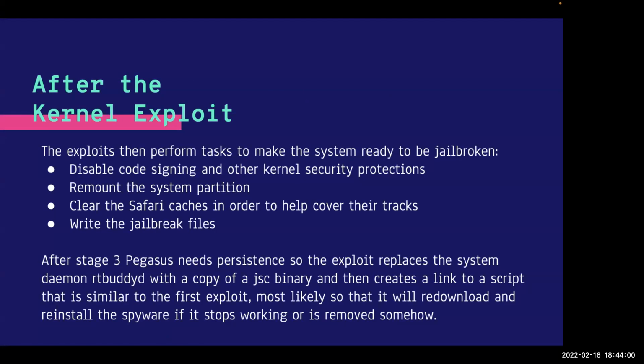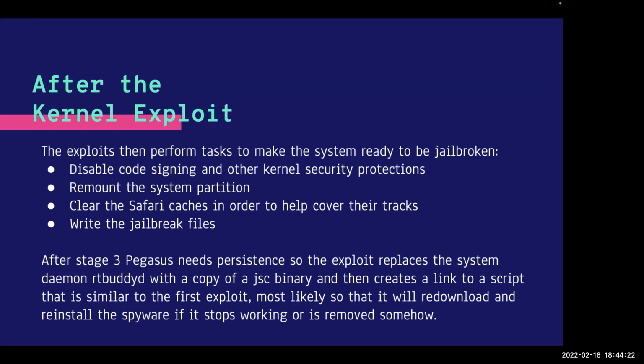So after that kernel exploit, there are multiple tasks that are performed before it's fully jailbroken. Code signing needs to be disabled along with other kernel security protections. The system partition needs to be remounted. The Safari caches are cleared in order to help cover their tracks, and the jailbroken files are written.